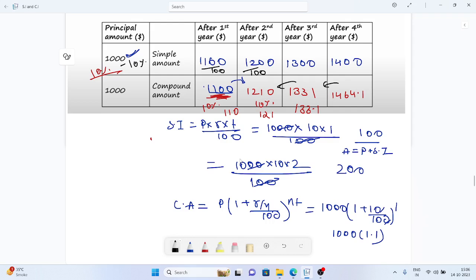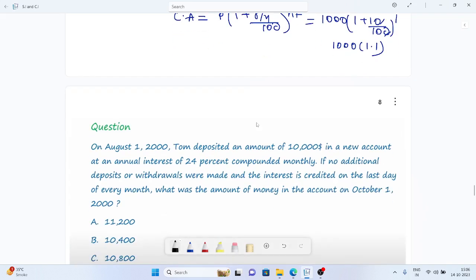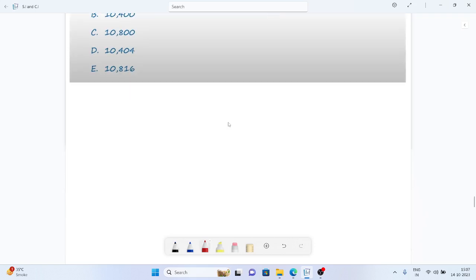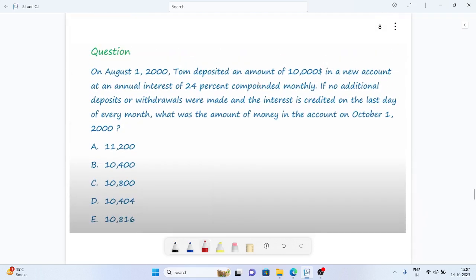Okay, let's do one question. Let's see what the question says. On August 1, 2000, Tom deposited an amount of $10,000 in a new account at an annual interest of 24% compounded monthly. Here they focus on these keywords: compounded monthly, not annually. If no additional deposit or withdrawal were made and the interest is credited on the last day of every month, what was the amount of money in the account on October 1, 2000?